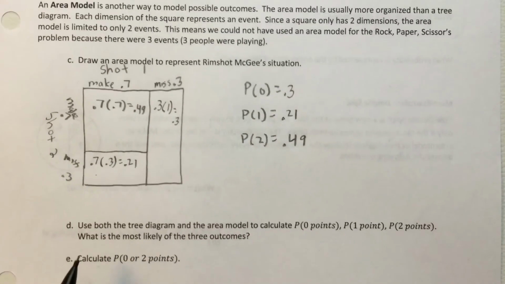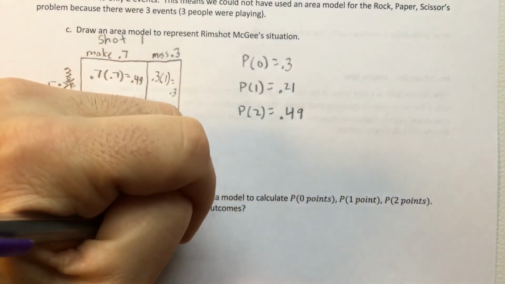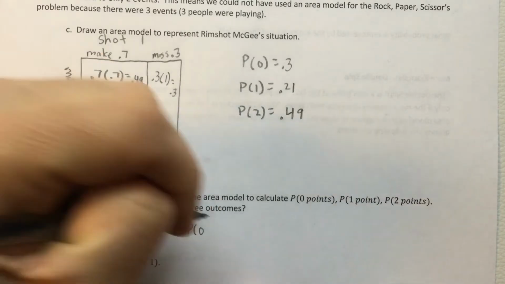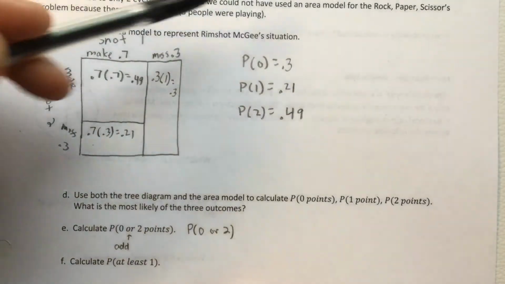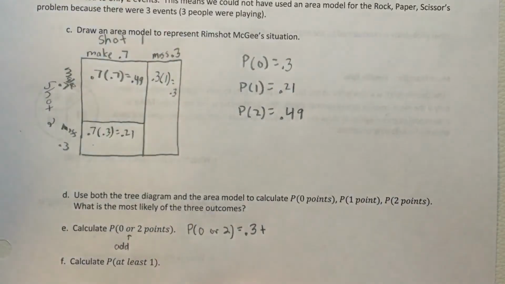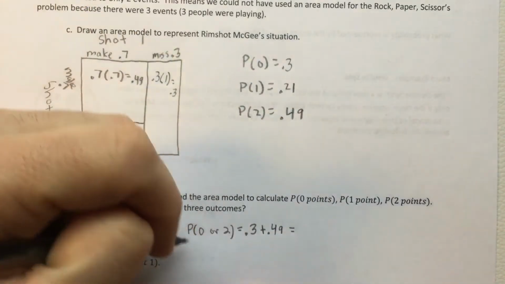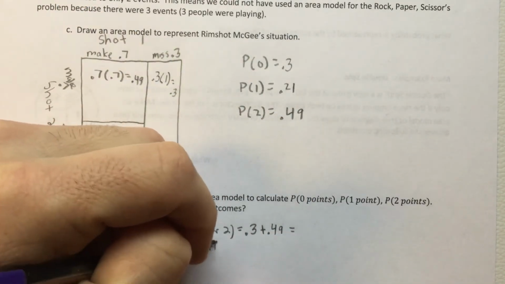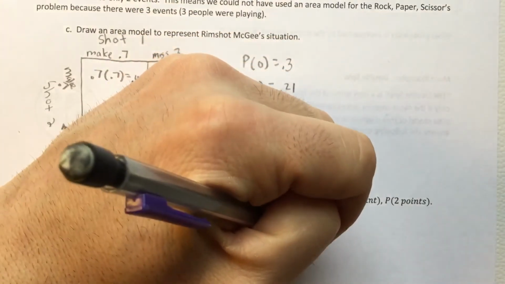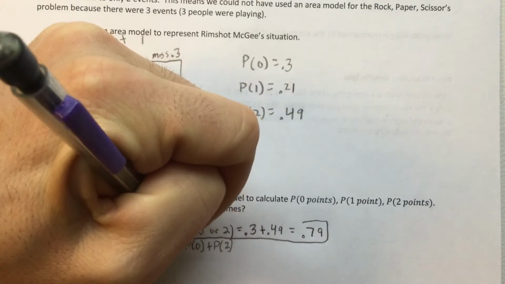All right, so we did part D already. Part E says calculate the probability of 0 or 2 points. So the word or means to add in probability. If it's 0.3 chance of getting 0, I do 0.3 plus 0.49, which is the probability of 2. So what we're really doing is finding the probability of 0 and adding to it the probability of 2, which is how we got the 0.3 and the 0.49. So that gives us 0.79. That's our probability of getting 0 or 2 points.